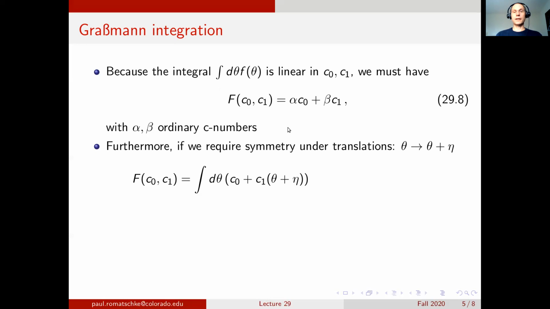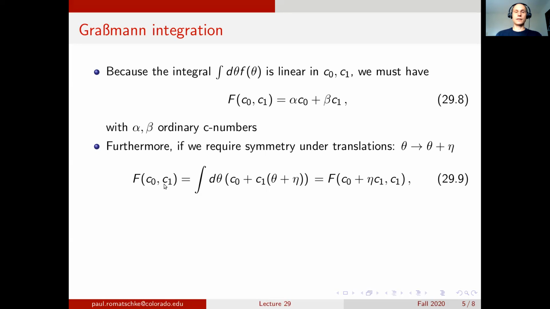If in addition we require that there is a symmetry of the integrand under translations, so basically if you think of this integral, for instance, as an infinite integral, we can shift the integral by a constant. This doesn't do anything to the measure, so the measure dθ stays the same under translations, and the function here will be a function that has the corresponding coefficient c1 multiplied by the sum of the original θ plus an external Graßmann variable eta.